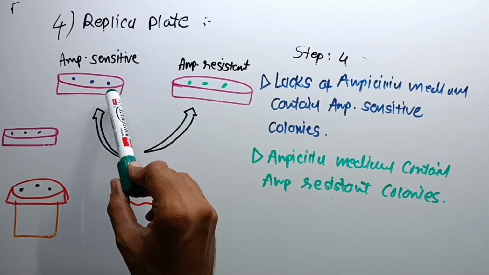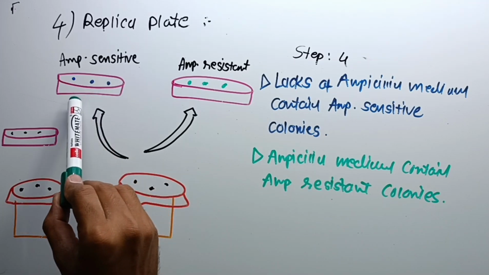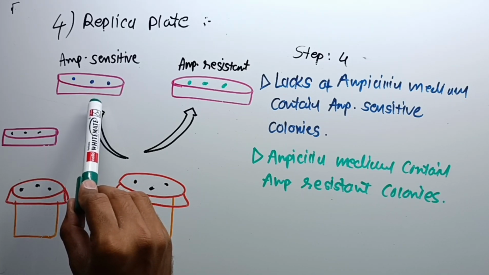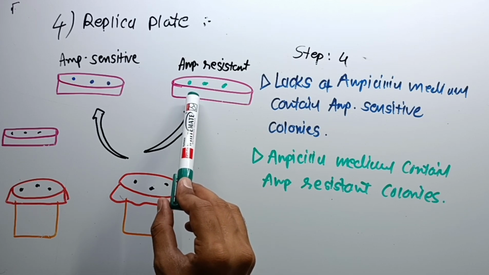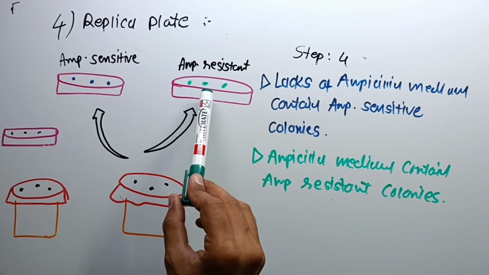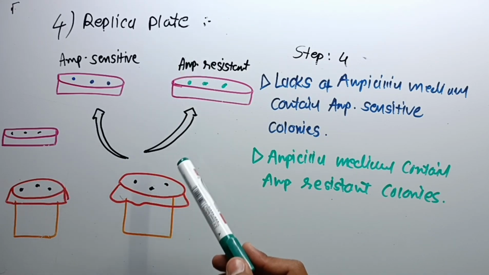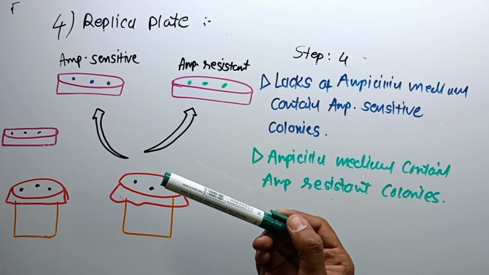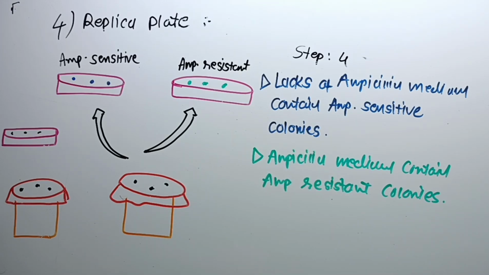The result is, as you can see, that the plate lacking ampicillin has ampicillin-sensitive colonies like this. This is the plate lacking ampicillin, and the colonies that grow have the characteristic of being sensitive to the ampicillin antibiotic. In the second plate, which contains ampicillin, ampicillin-resistant colonies are produced. These colonies are resistant to the ampicillin antibiotic. So this is the simplest screening technique for isolating auxotrophs and also for isolating mutants from the master plate. This is the fourth important technique for exam purposes, the replica plate technique.